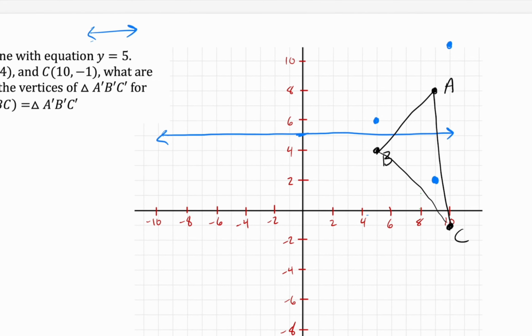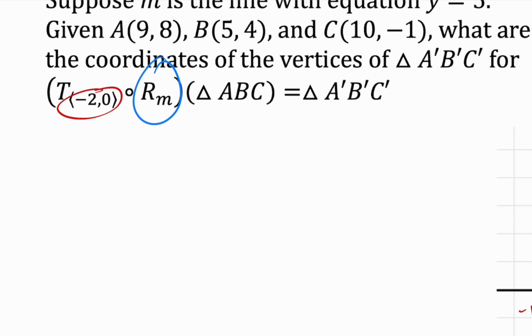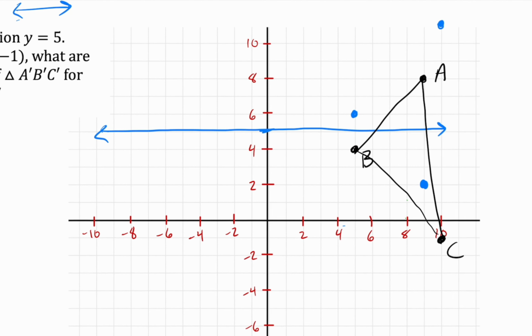Okay, now that we've done our reflection, now we can do the translation. So the way we interpret these numbers is the first number is your X translation. In other words, that's how far you're moving left or right. And the second number is your Y, or in other words, how much you're moving up and down. So because our X number is -2, that means we're going to move left 2 squares. And because the Y is 0, that means we're actually not going to move up or down at all. Okay, so going back to our intermediate points, we're just going to shift each one 2 to the left.